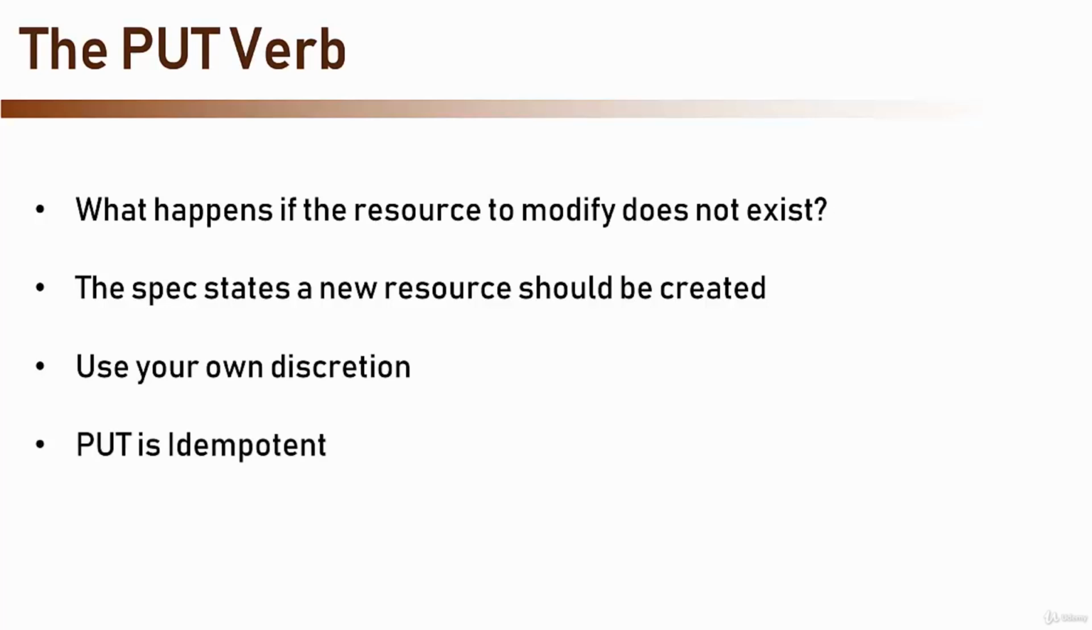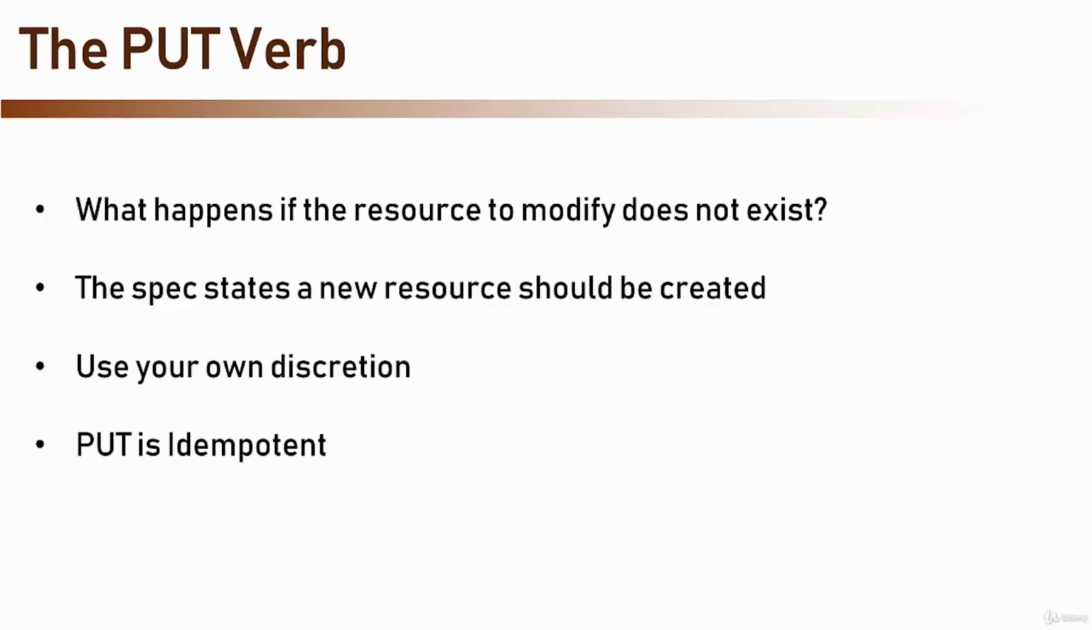One of the most important definitions of the put verb, and one that is often ignored, is that put should be idempotent. Now, if you're not familiar with this term idempotent, then let's explain it a bit. What idempotent means is that if we have some kind of action or a method, then no matter how many times we execute this method, the result will always be the same.